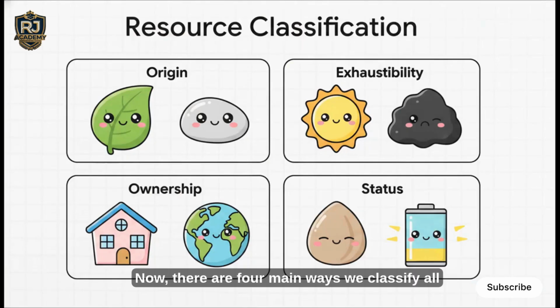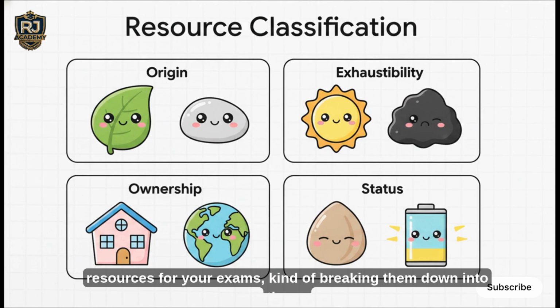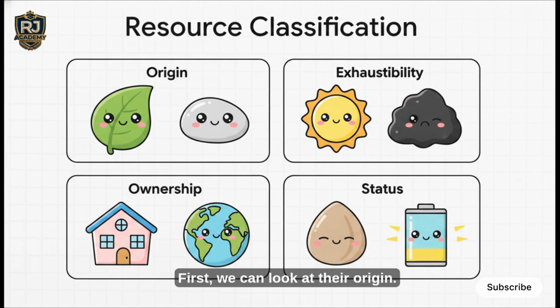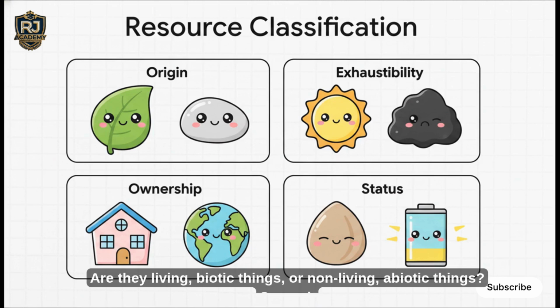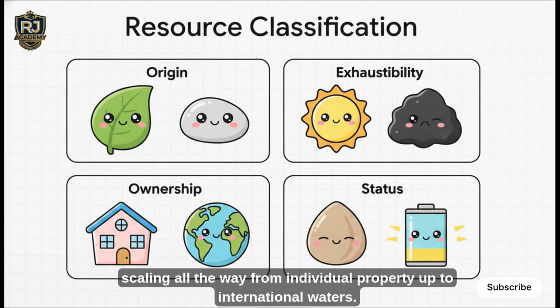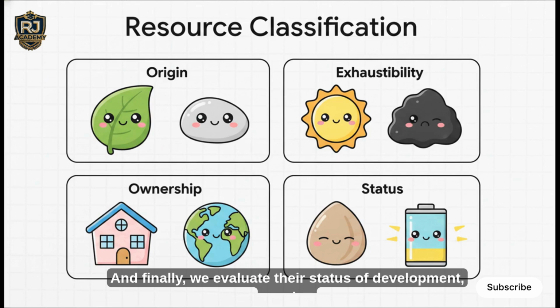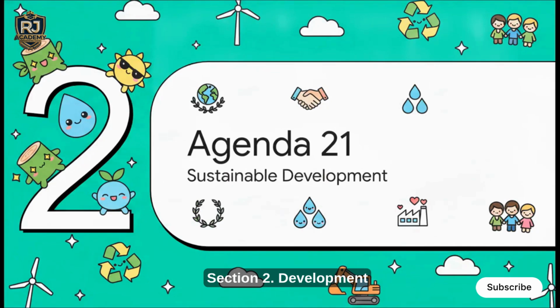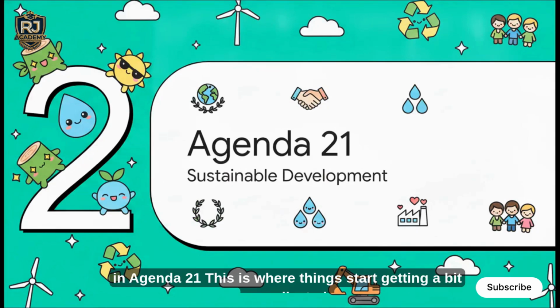Now, there are 4 main ways we classify all resources for your exams, kind of breaking them down into these neat bullet points. First, we can look at their origin. Are they living, biotic things, or non-living, abiotic things? Second, we can look at exhaustibility, meaning are they renewable or non-renewable? Third, we can look at ownership, scaling all the way from individual property up to international waters. And finally, we evaluate their status of development, ranging from just raw potential all the way up to fully developed reserves.